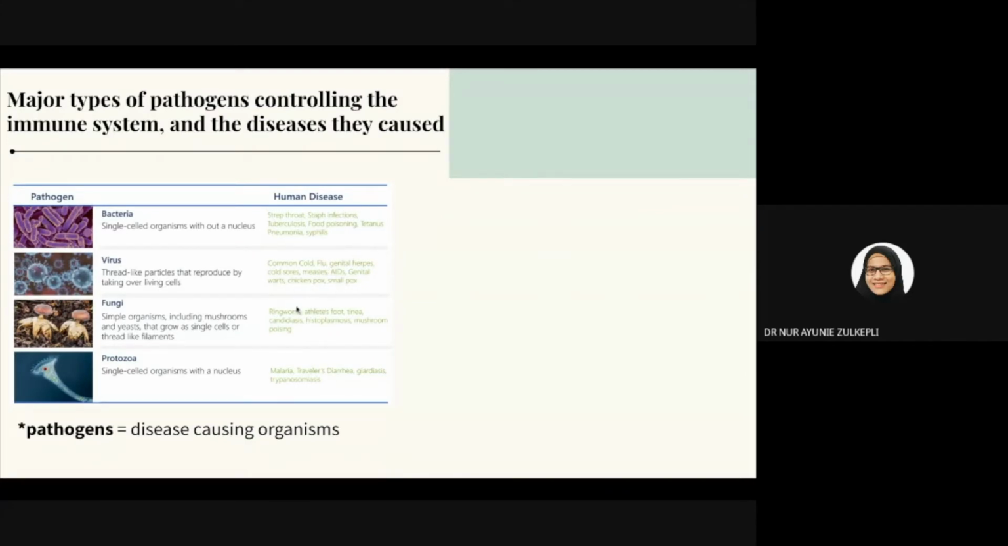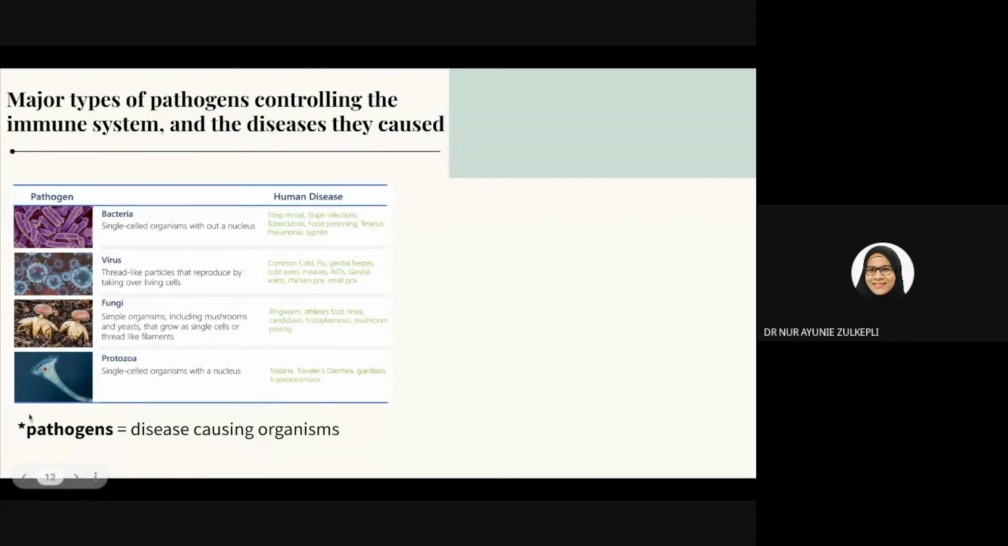Those diseases are usually caused by viruses. And the fungi cause ringworm infection, athlete's foot, tinea, candidiasis, mushroom poisoning. And also the protozoa usually cause malaria, diarrhea, giardiasis, trypanosomiasis. Okay, these are some examples. I want you to know the different types of pathogens that cause different types of disease.